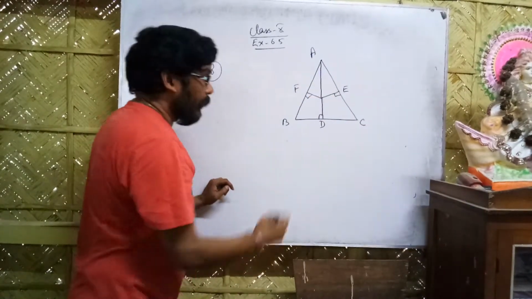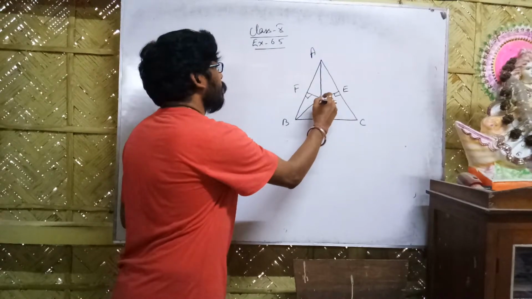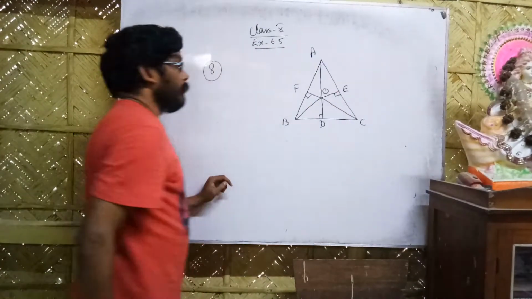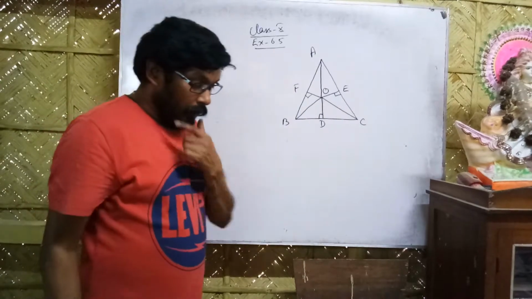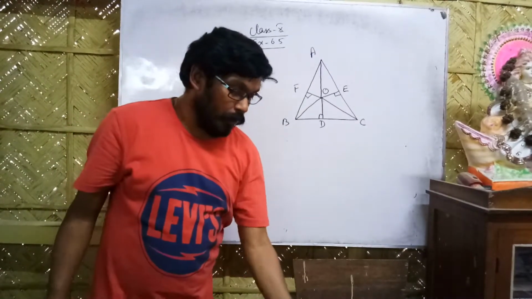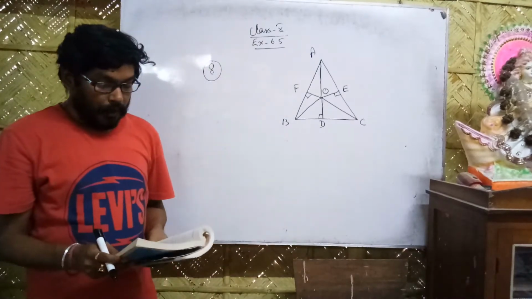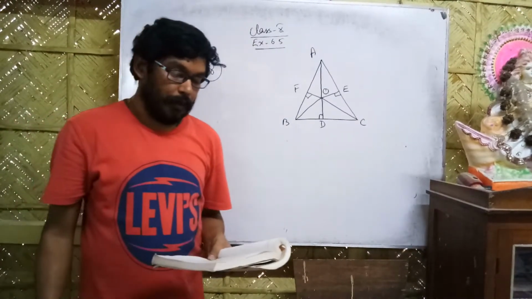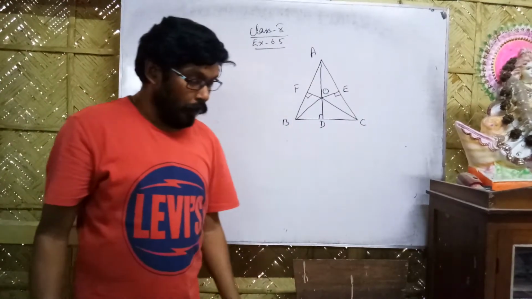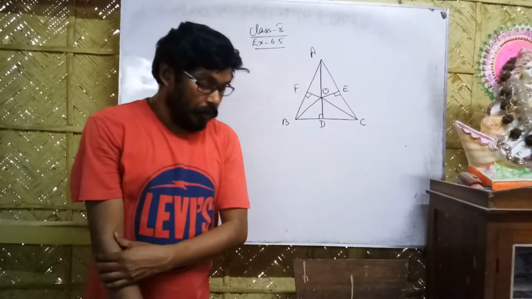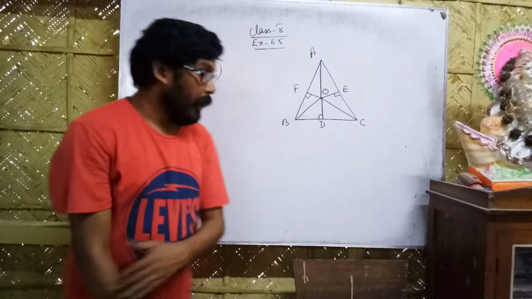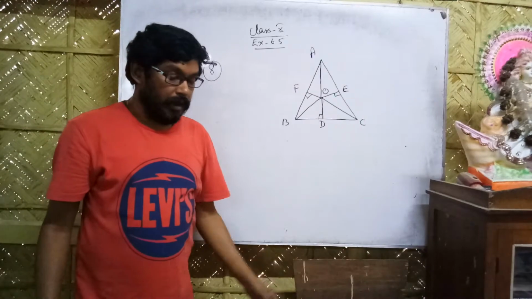Then next OB square, next OC square, and this point name is O. We have to show Roman number 1: OA square plus OB square plus OC square minus OD square minus OE square minus OF square equal to AF square plus BD square plus CE square. And Roman number 2: AF square plus BD square plus CE square equal to AE square plus CD square plus BF square. This complete sum is based on the Pythagoras theorem.